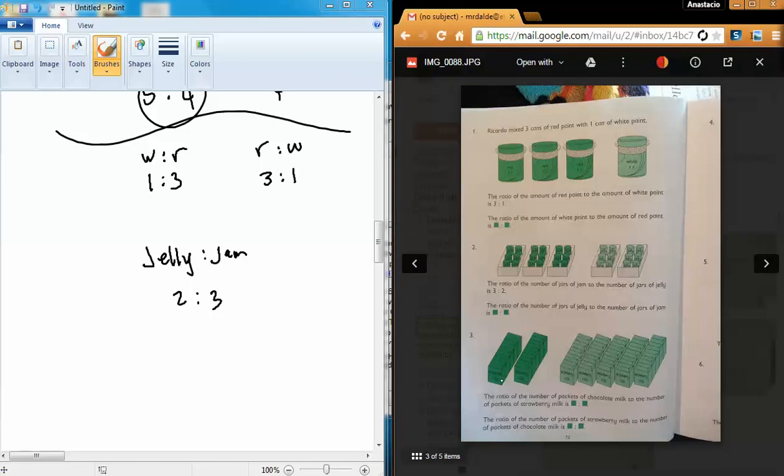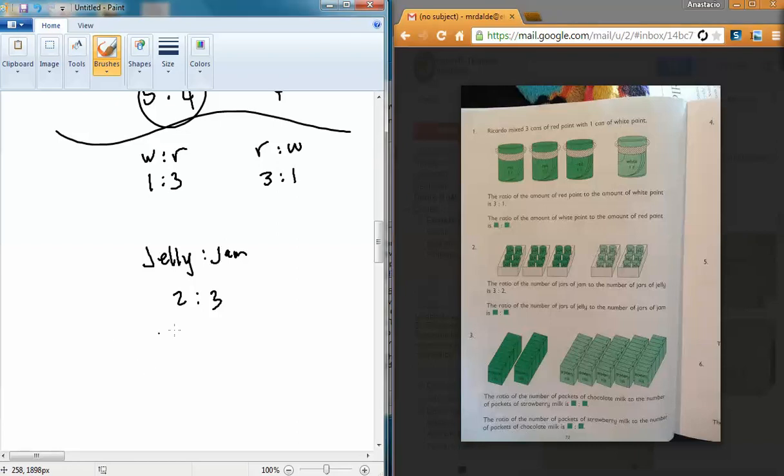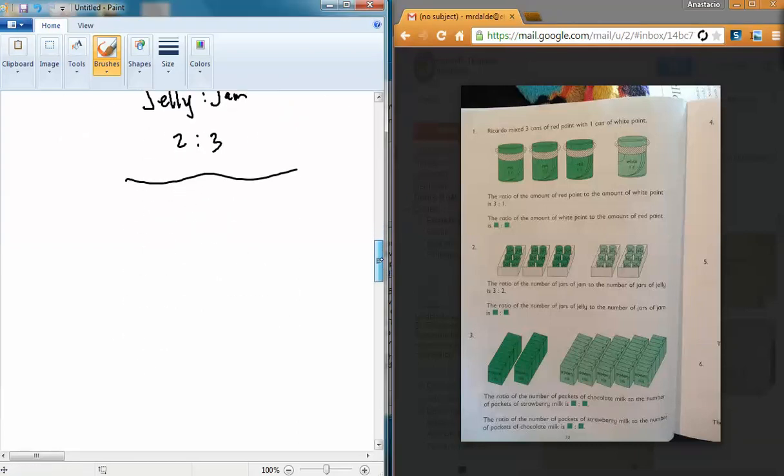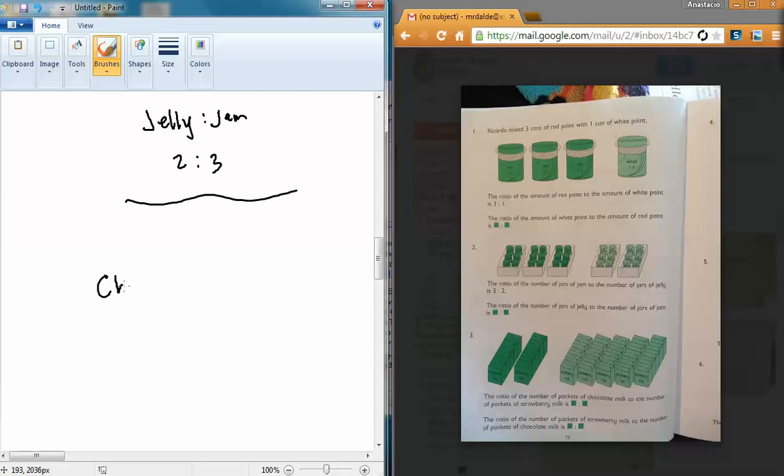Alright, let's count it. 1, 2, 3, 4, 5. Oh, so this is 10 packets of chocolate. So for number 3, this is chocolate to strawberry. So that would be 10 to, and then I'm guessing there's 5 in each, so 5, 10, 15, 20, 25 to 25.